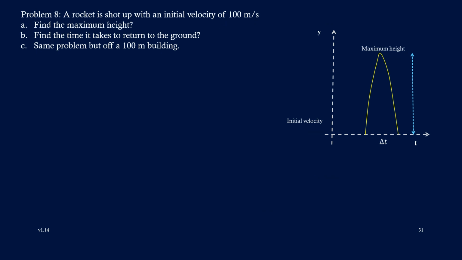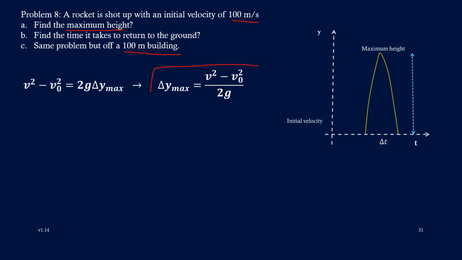Okay, let's do a problem now that's a little bit different. A rocket is shot up with an initial velocity of 100 meters per second. Find the maximum height. Find the time it takes to return to the ground. And the same problem, but off now a 100-meter building. Okay, so let's start. First of all, we're going to find the maximum height it's going to go.